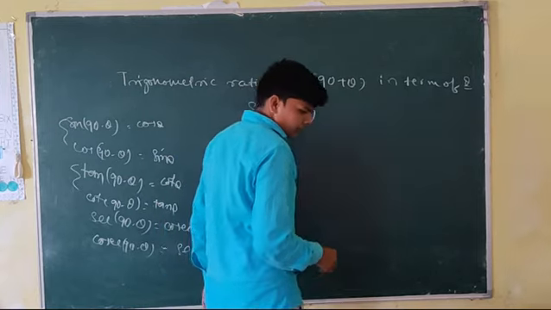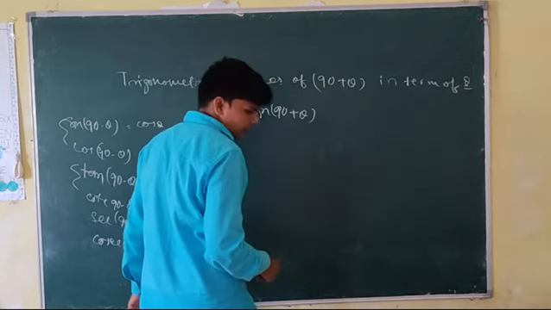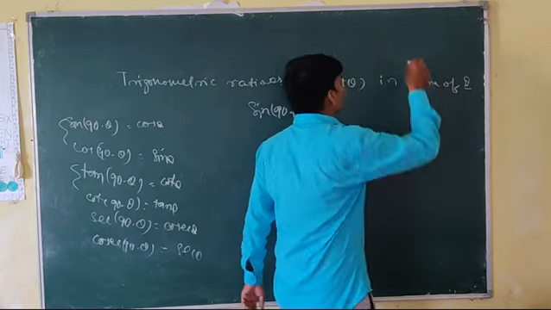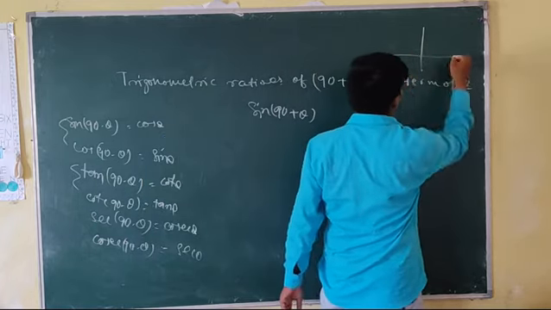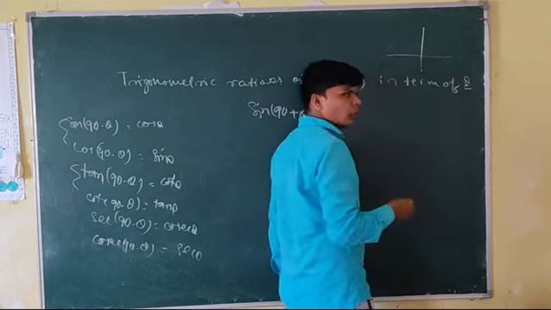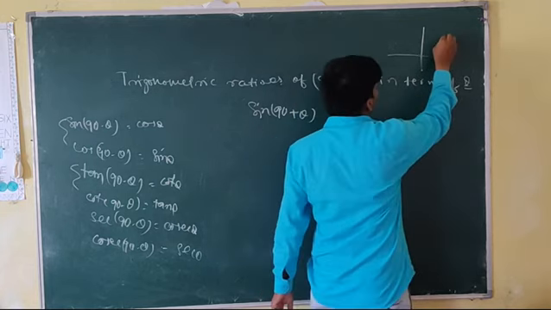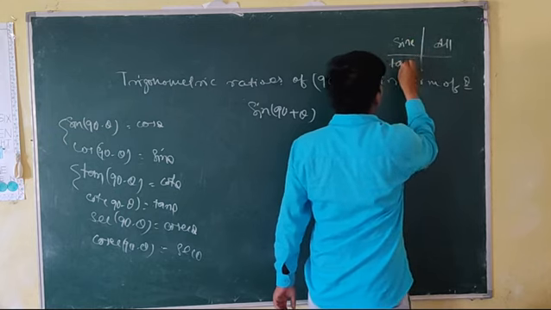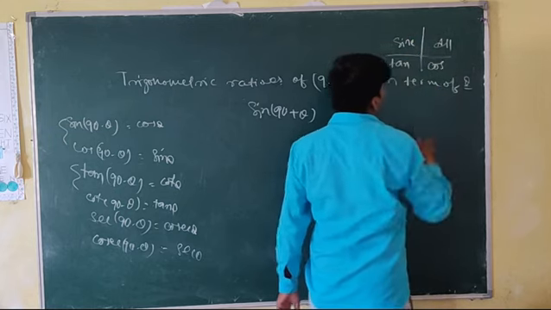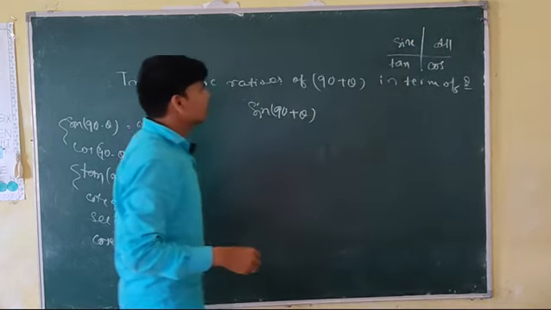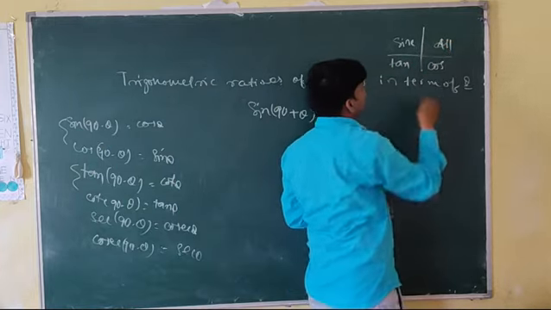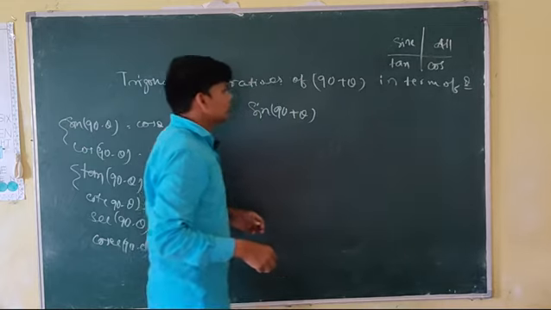Now we will write the value of sine 90 plus theta. There will be a change of sign only. And one more thing, this is your Cartesian quadrant. Here all sine tan cos, we know all about this.